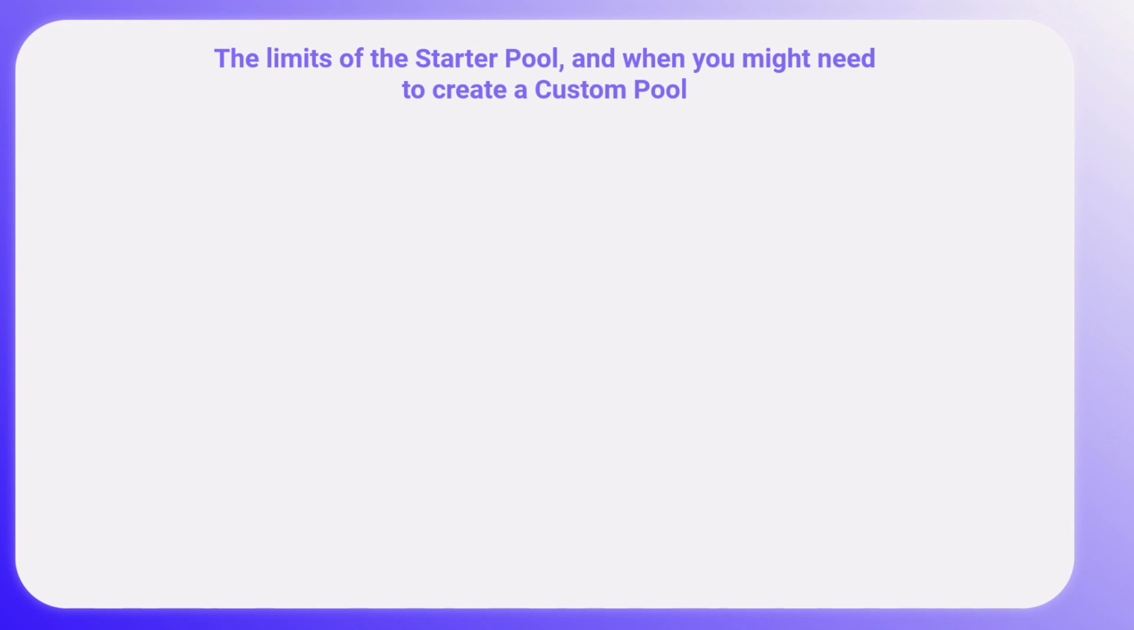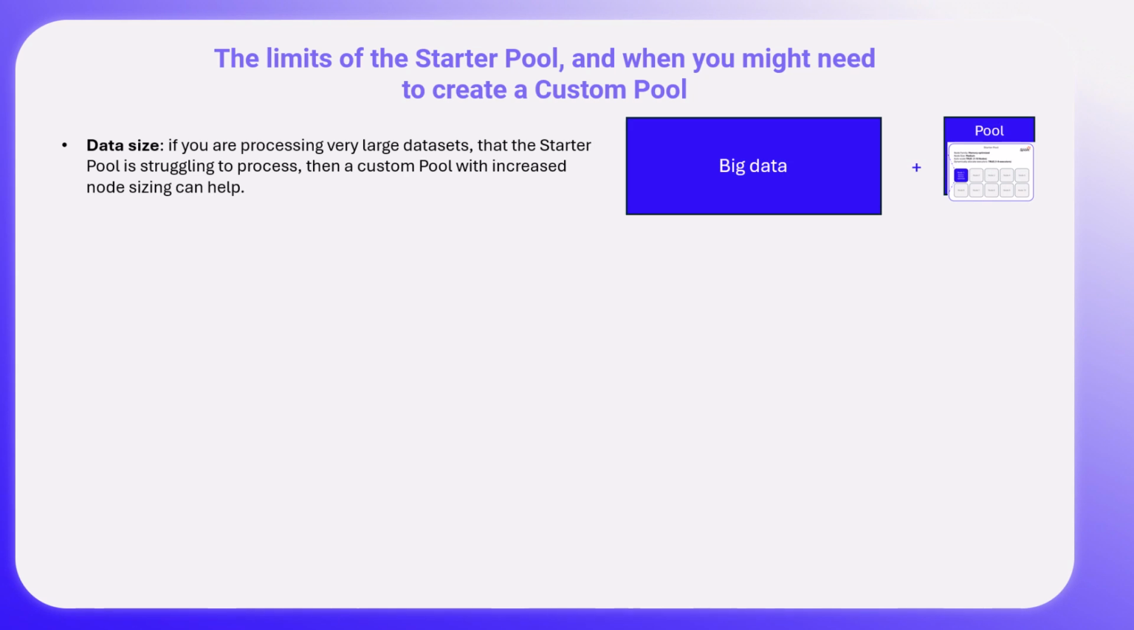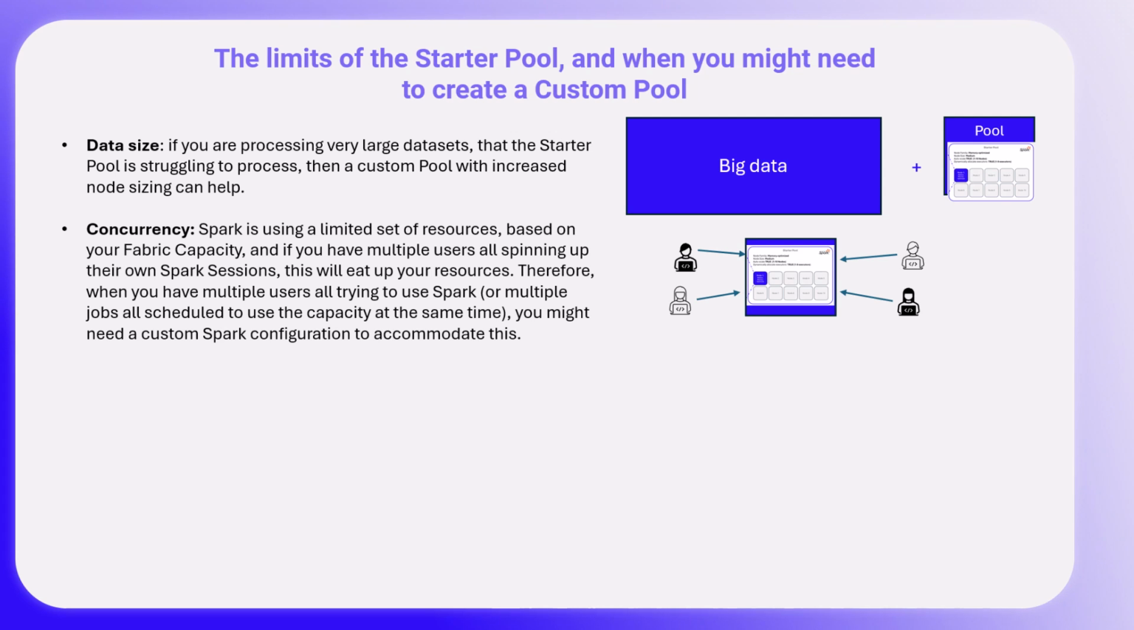So let's talk about some of the limits of this starter pool and when you might want to think about creating a new custom pool. The first one, and probably the biggest one, is data size. If you've got very, very large datasets, that starter pool might start to struggle. If all of your nodes are always being used on that particular job and your allocation of executors is always right at the top, you might want to think about creating a custom pool and using that for this particular job.